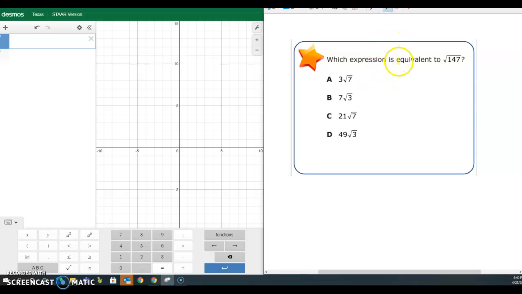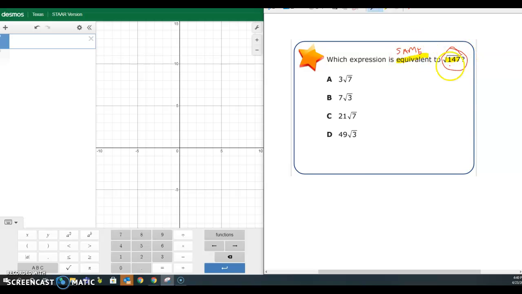Question number 1. Which expression is equivalent to the square root of 147? Basically, what this question is asking you guys is which of these answer choices is equivalent or the same as the square root of 147? So now you're probably confused because some of y'all probably don't know what this means.